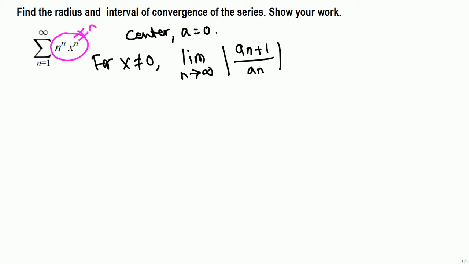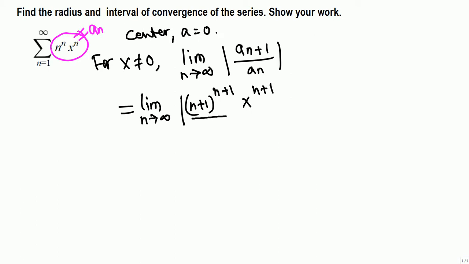Limit as n goes to infinity of the absolute value of a_(n+1) over a_n, where a_n is this general term. Okay, this is a_n. So that is the limit as n goes to infinity of a_(n+1). Okay, this is a_(n+1). Just replace n by n plus 1. So this is (n+1) raised to n+1 times x raised to n+1, divided by a_n. a_n is n to the n times x to the n.